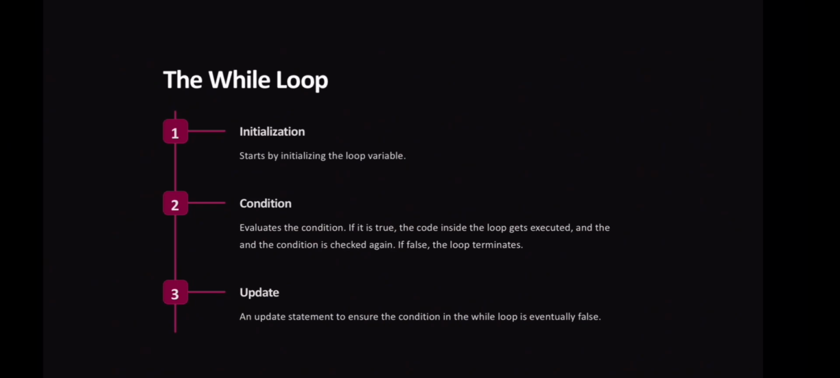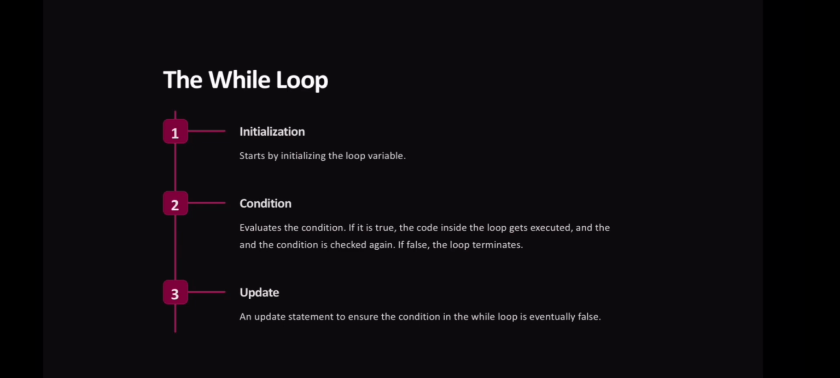The usage of the while loop also starts with initialization. It starts by initializing the loop variable, and then evaluates the condition. If it's true, the code inside the loop gets executed, and the condition is checked again. If false, the loop just terminates. An update statement ensures the condition in the while loop is eventually false.